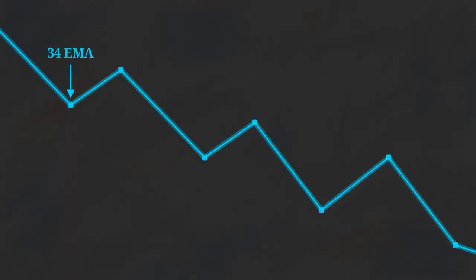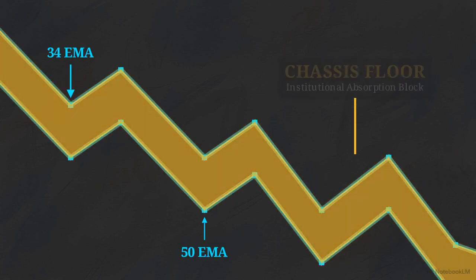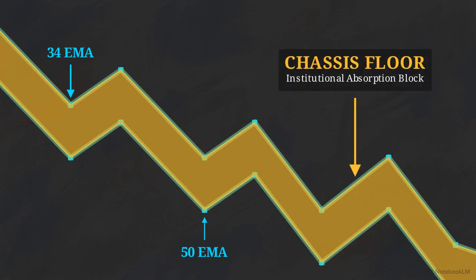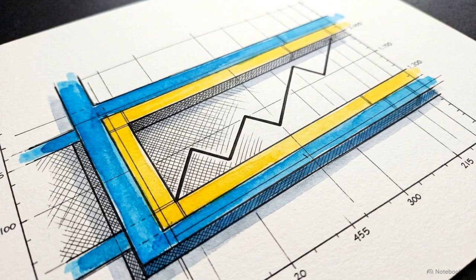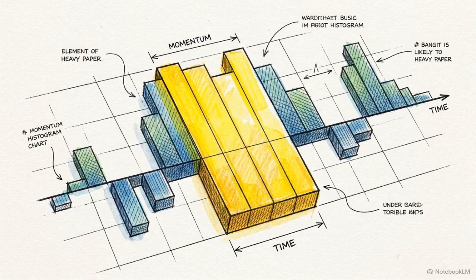We begin with the 34-period exponential moving average, a sharp, glowing band tracking downward price. Directly beneath, the 50-period average plots the lower boundary, creating a parallel channel. This highlighted area between them forms the primary chassis floor. Historically, this specific geometric zone is where institutional algorithms typically step in to absorb retail panic selling. When price drops rapidly, massive institutional limit orders are clustered precisely within this mathematical bracket to catch the falling asset without crushing the broader market structure.